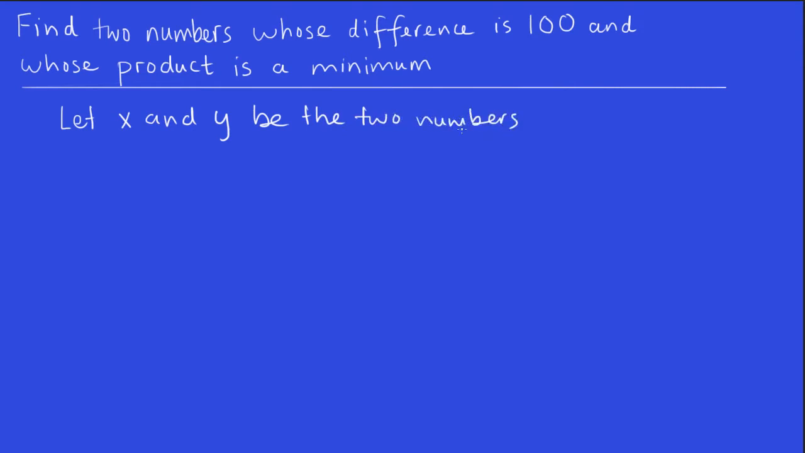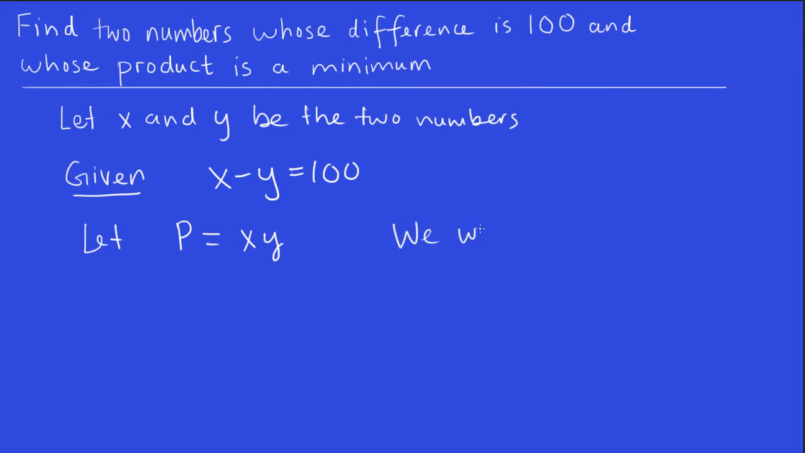Now, what are we given? We're given that x minus y is equal to 100. And we want to minimize the product. So why don't we let p, which stands for product, be equal to xy, okay? We want to minimize p. That's our goal.